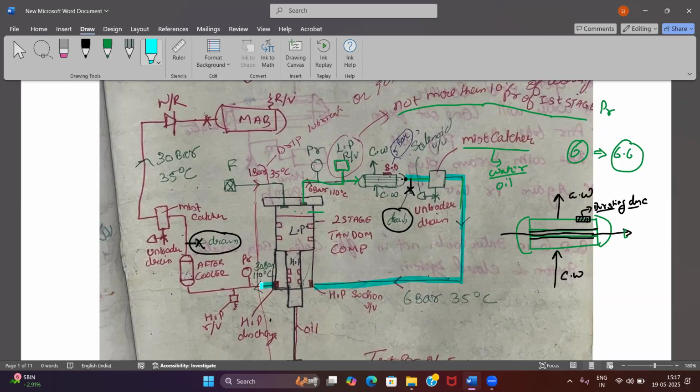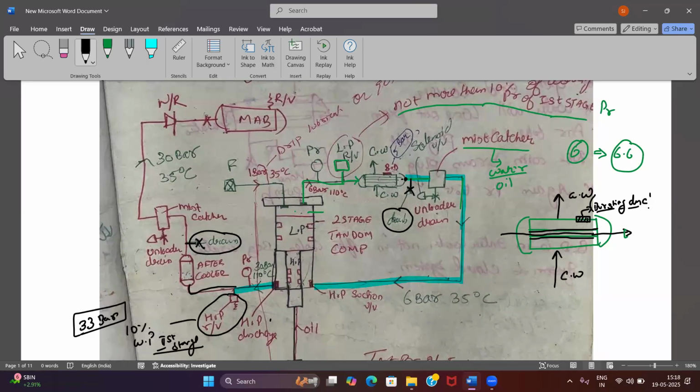Again, the second stage will have a pressure gauge and again a relief valve. What will be the setting pressure of this relief valve? Not more than 10% of the working pressure of the second stage. How much will it be? Sir, 33. Okay, not more than 33 bar setting pressure. Then it will go to the aftercooler. The same mechanism will be there, but the bursting disc will be only in one of the coolers, either in the intercooler or in the aftercooler.